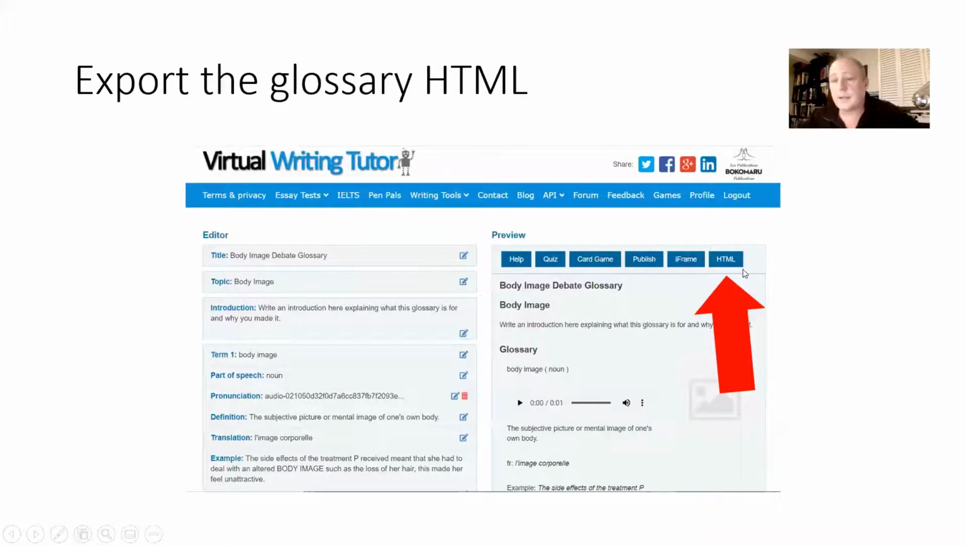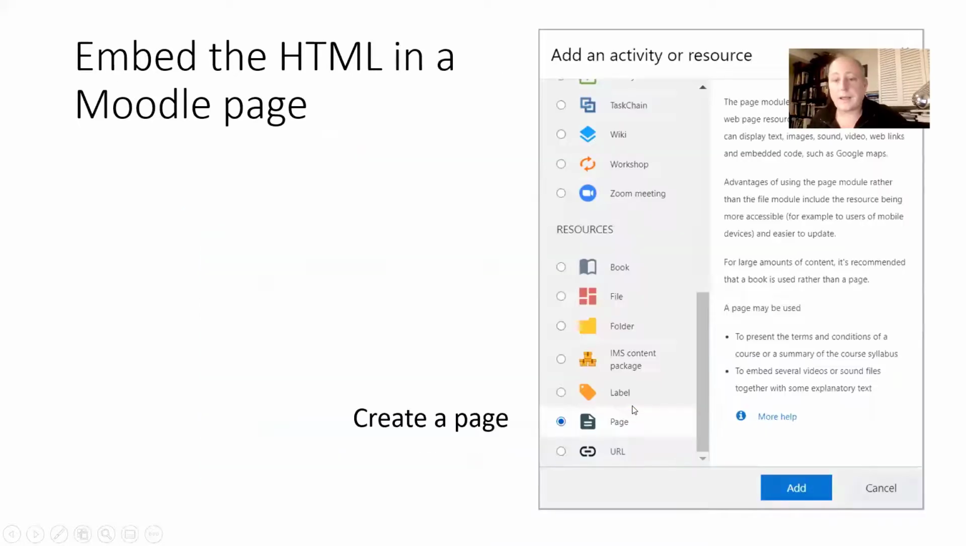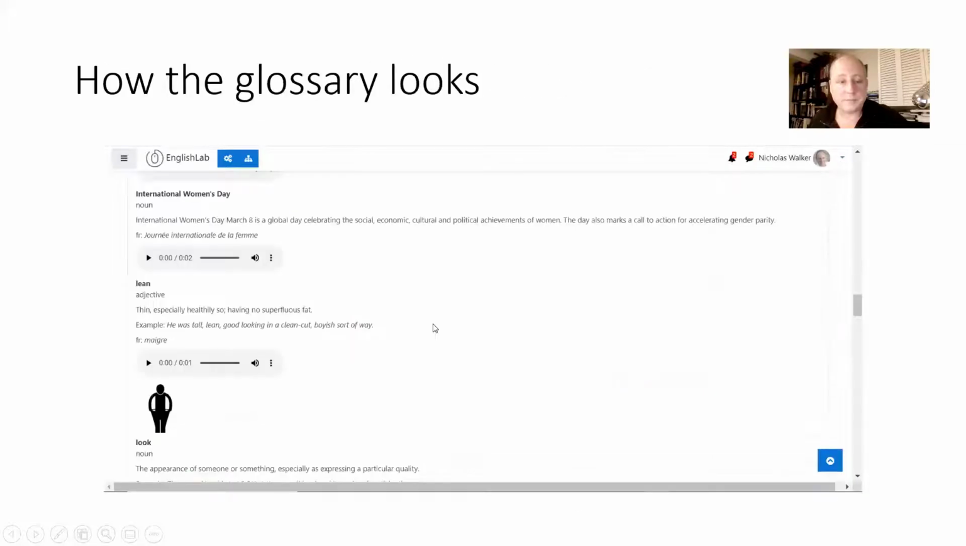And then this is the hack part. You click on HTML. You export the HTML like this, copy to the clipboard, and you put it in a page, right? You create a page, put it in, and there you have it. I think this is a very powerful way of helping students learn new vocabulary. The card game is something they can play in groups as a mildly competitive cooperative activity for learning vocabulary, using breakout rooms, for example. Super fun. Students like it.